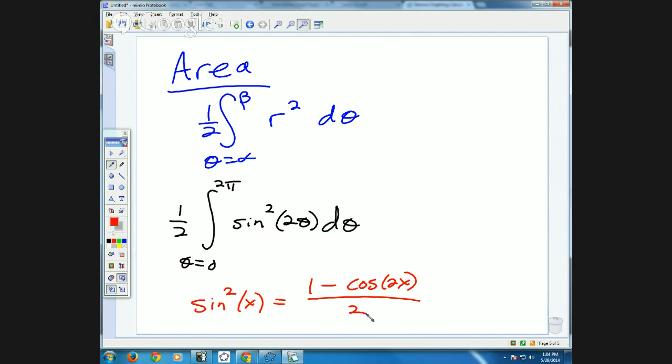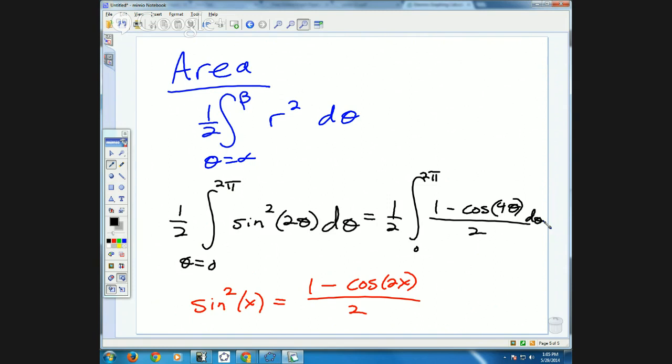But we don't really have an x here. What do we have? 2 theta. So that means in my formula on the right, I'm really going to have 4 theta, 2 times 2 theta. Okay. So 1/2 integral from 0 to 2 pi of 1 minus the cosine of 4 theta all over 2 d theta. And we break that up, get them done.